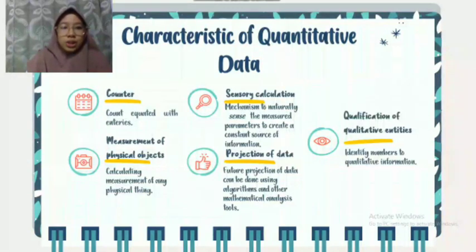Last is quantification of qualitative entities. Assign numbers to qualitative information. For example, asking respondents of an online survey to share the likelihood of recommendation on a scale of 0 to 10.